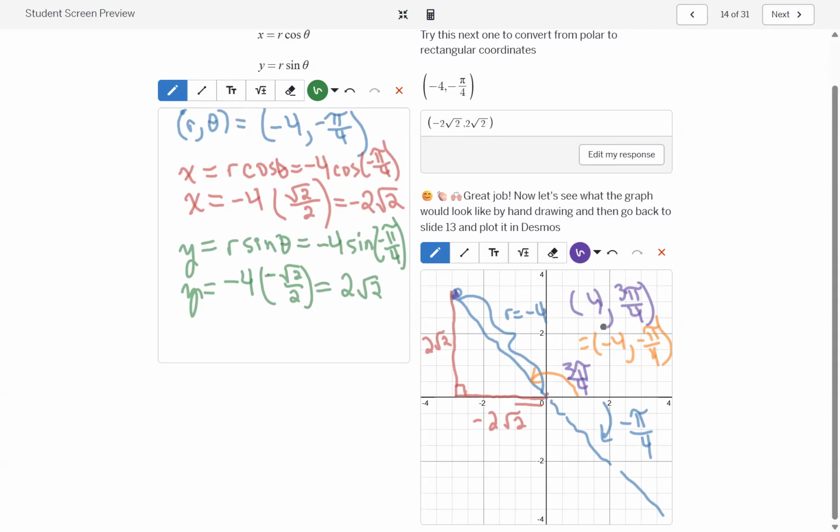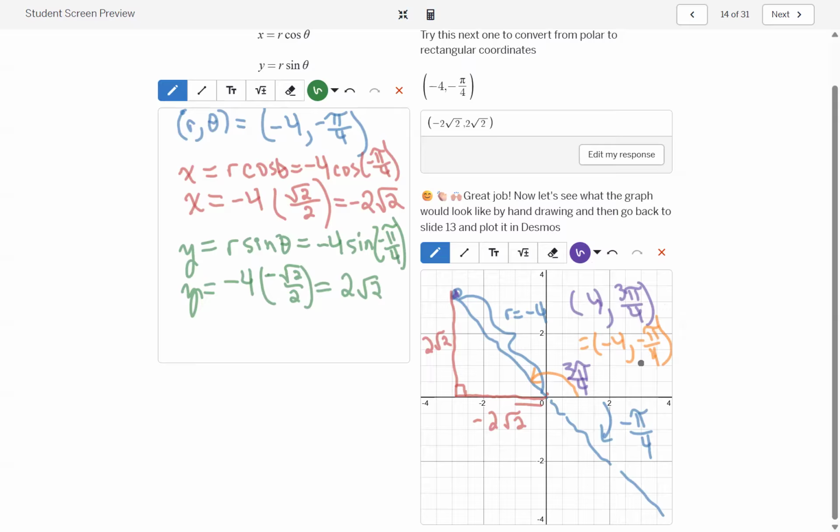So if I change the radius to positive, then I add pi to the angle, and that gets me to the same location. I could also take either of these points and add or subtract 2 pi to those angles, and those would also be alternate polar coordinates that get me to the same location.